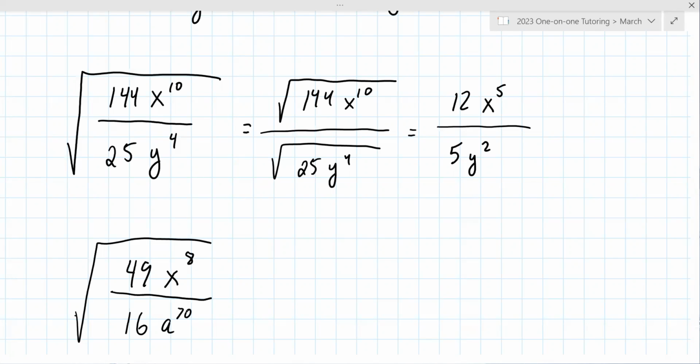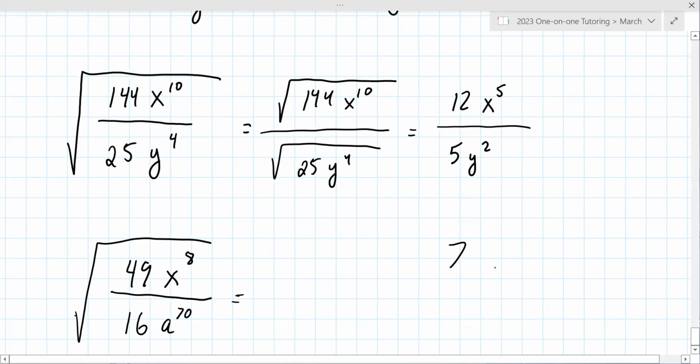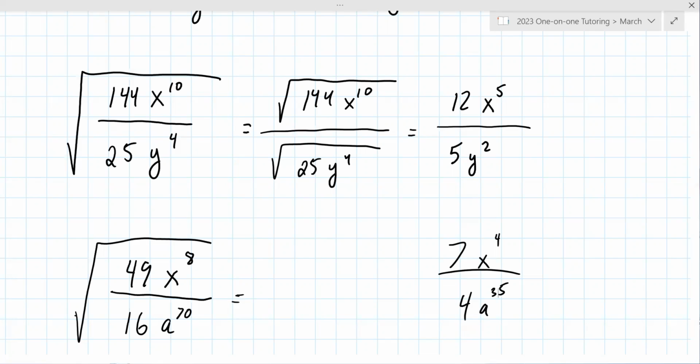Okay, so it would be 7 and x to the 4th power. That would be 4, and a to the 35th power. Good. Okay. Great. So we've done a number of problems today that are in your problem sets here.